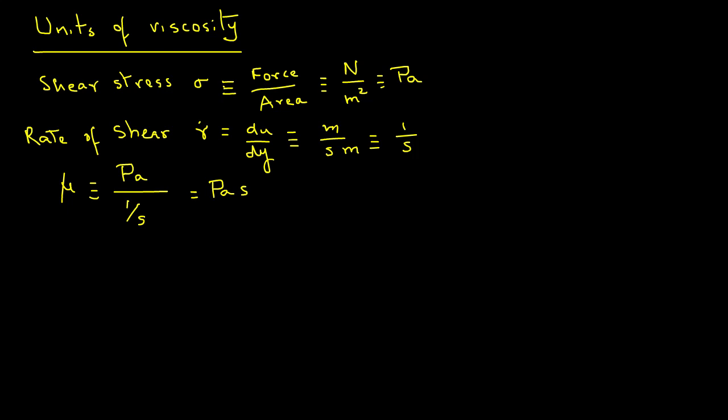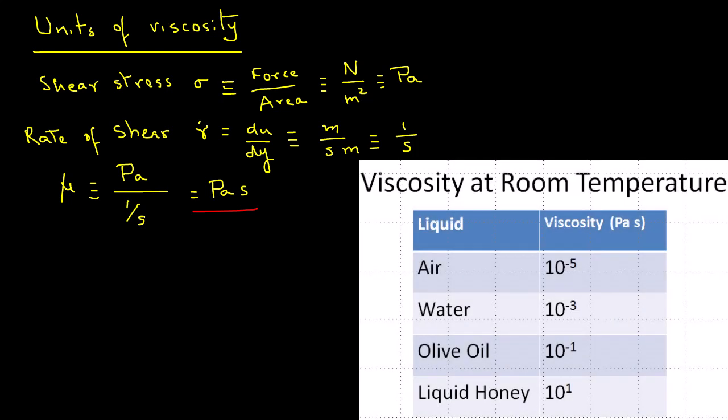Now we can look at some values for different types of fluids, and we find that the viscosity of air is very small. It's 10 raised to power minus 5 Pascal second, whereas the viscosity of water is 10 raised to power minus 3. The viscosity of olive oil is 10 raised to power minus 1, and the viscosity of honey is 10 raised to power 1. So we have quite a variation of viscosities of Newtonian fluids, which tells us something about the flow behavior characteristics.